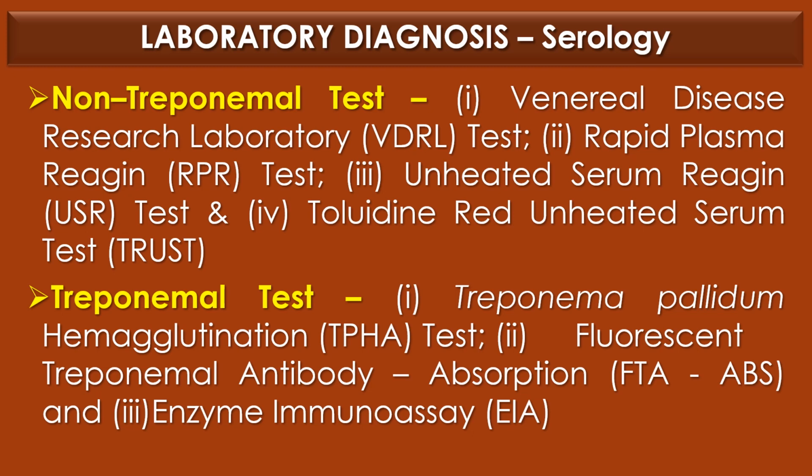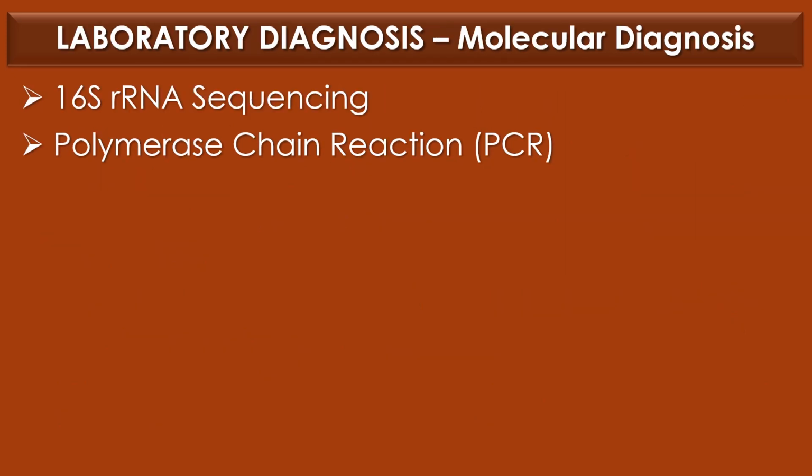And some of the treponemal tests used for the diagnosis of syphilis are the Treponema pallidum hemagglutination test or TPHA test, fluorescent treponemal antibody absorption test or FTA-ABS, and finally enzyme immunoassay or EIA. Finally, molecular diagnosis of syphilis. 16S rRNA sequencing and polymerase chain reaction are used for the molecular diagnosis of syphilis.